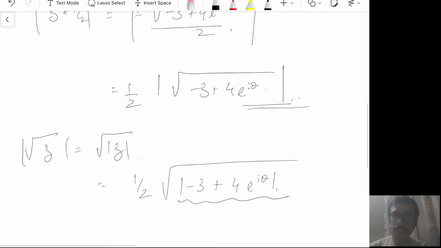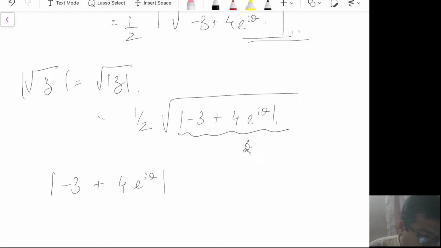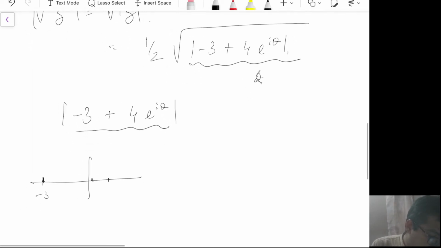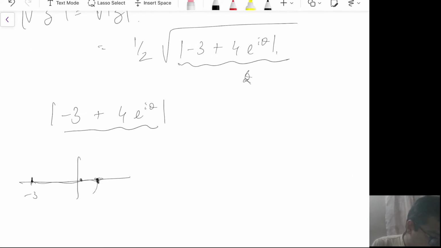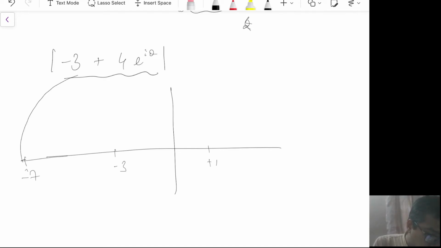And if we look at now this expression, minus 3 plus 4 e to the power iota theta, the magnitude of this thing, we can check that this magnitude lies between, okay, so basically if I have a point, say minus 3, and I draw a circle of radius 4, so essentially it will go something like this.